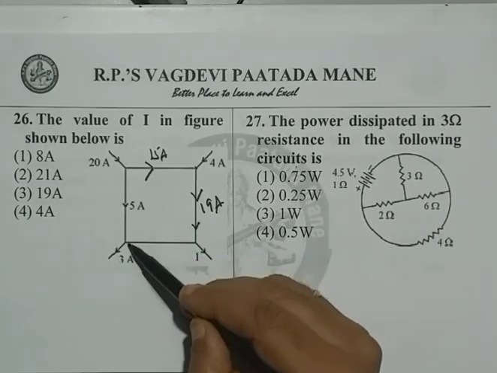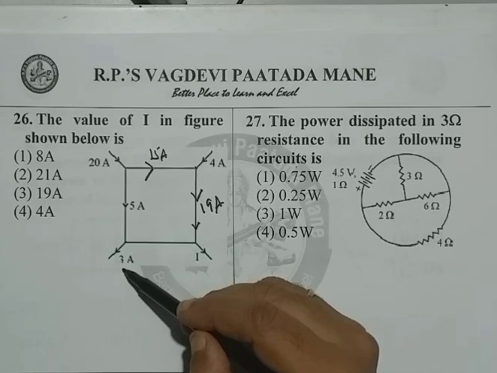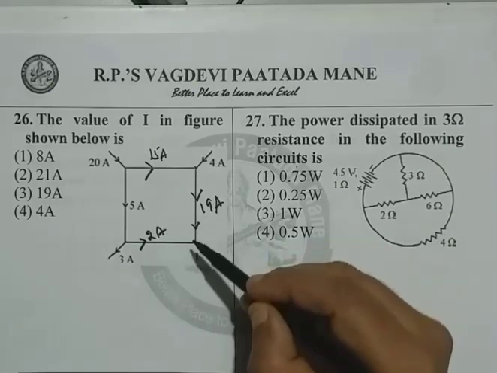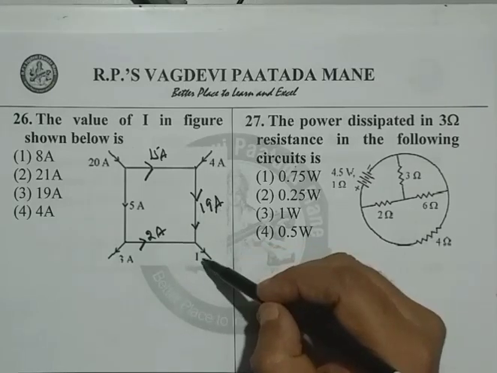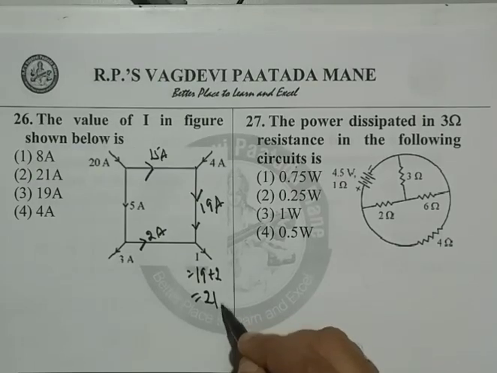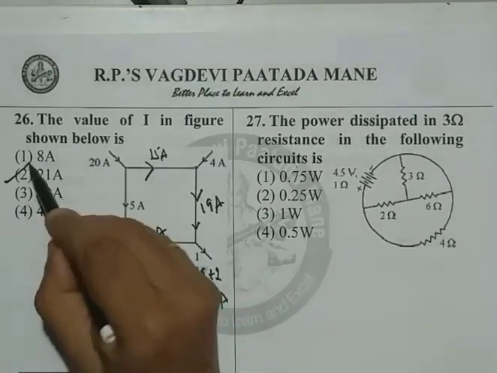But this 5 at this node loses 3 ampere onto this side. So we have 2 ampere here. So 19 and 2 added give us I, that is 19 plus 2, 21 ampere. Option 2 is correct.